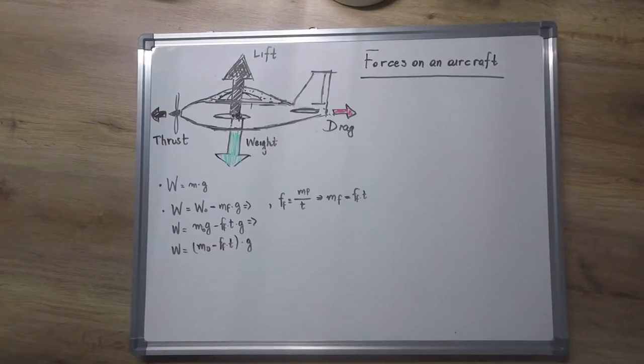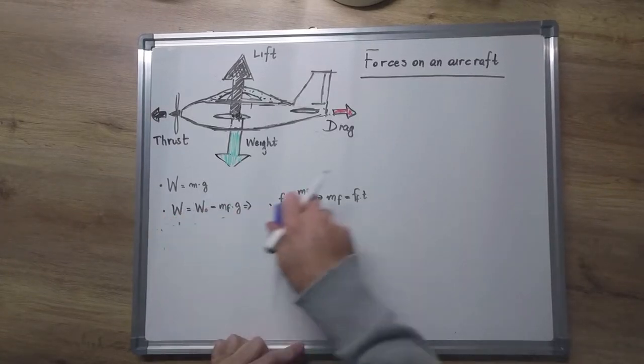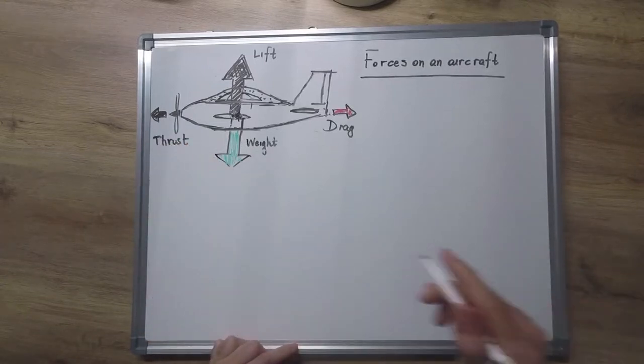The second force acting on the airplane is the thrust. The thrust is the force that moves the airplane forward and gives its energy in order to climb, to descend, and in general to move. So, thrust.